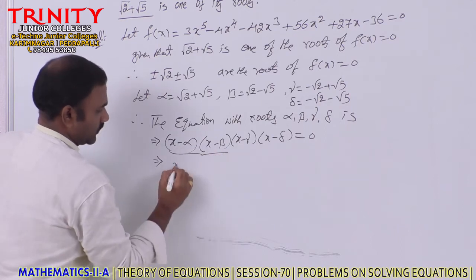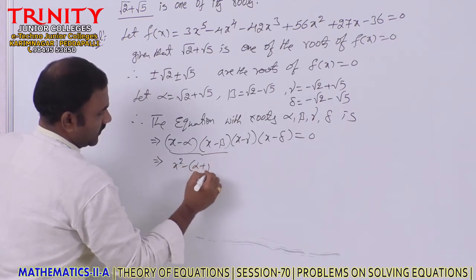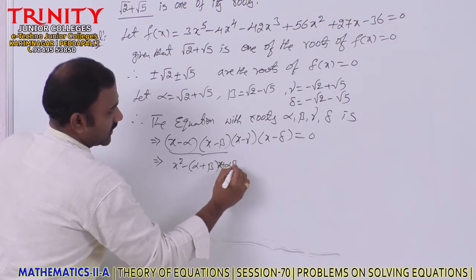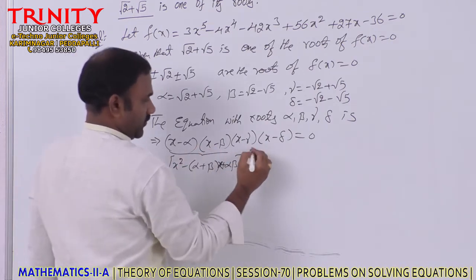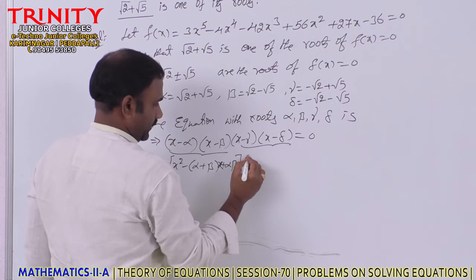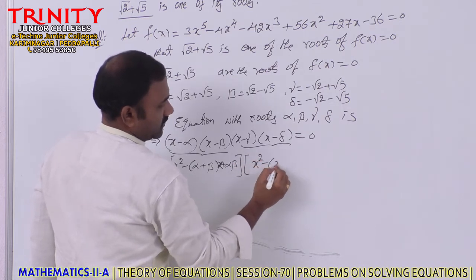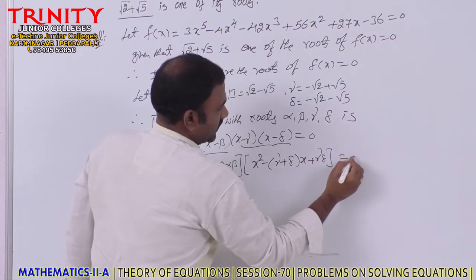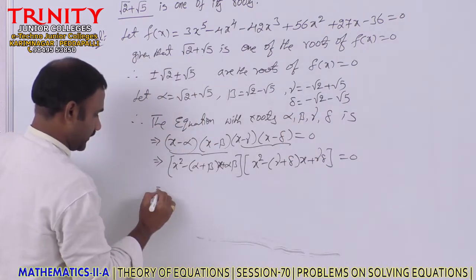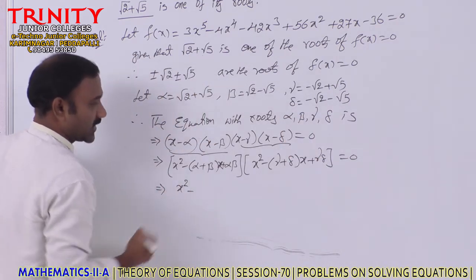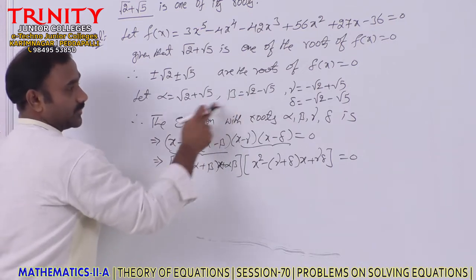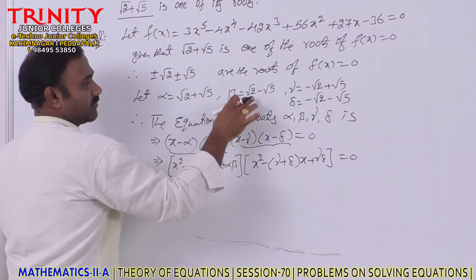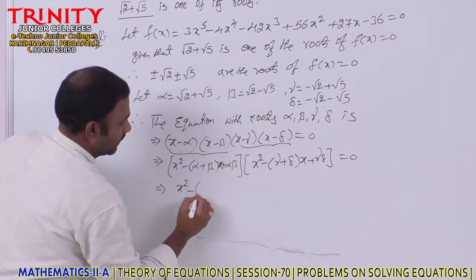From these two, it is x square minus (alpha plus beta) into x plus alpha beta. From these two, x square minus (gamma plus delta) into x plus gamma delta is equal to 0. x square minus sum of the roots from these two: root 2 plus root 5, root 2 minus root 5.